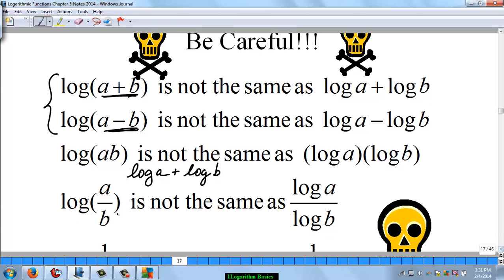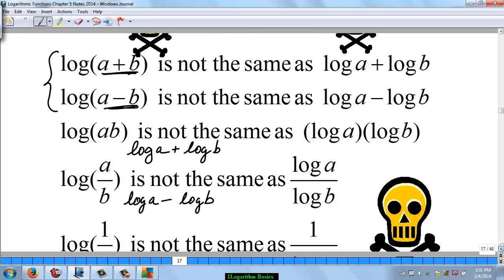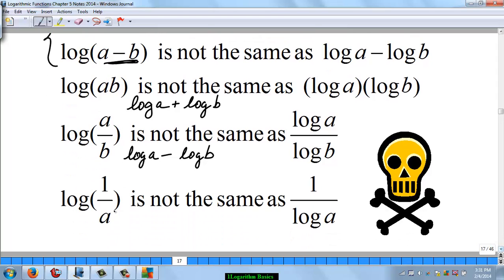If it's division inside, it's not dividing on the outside. It's saying log A minus log B. And finally, log of 1 over A is not the same as 1 over the log of A. If I were really going to do that, that'd be log of A to the negative 1, and then bring it down front. That's negative log A. That is not this. So please be careful that you know the rules, and make sure you check it on the calculator.